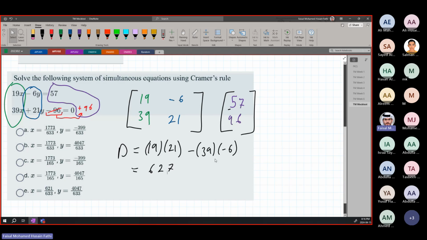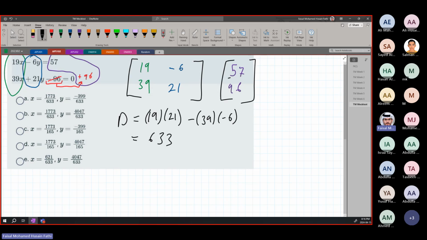Now, let me make sure that this is correct. 19 times 21 minus 39 times minus 6. Yeah, 633. Sorry, 633. All right, 633. So this is our determinant. Now we need to find our dx and dy values. Remember, to do that you just have to make a matrix for each one. Now we're looking at dx.